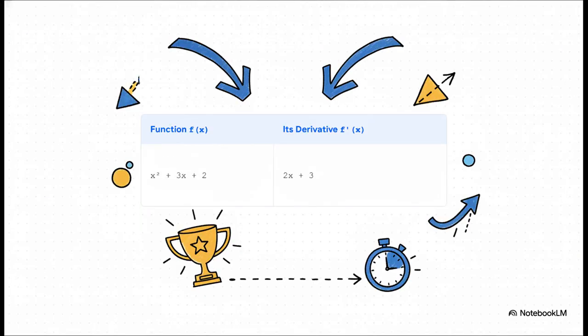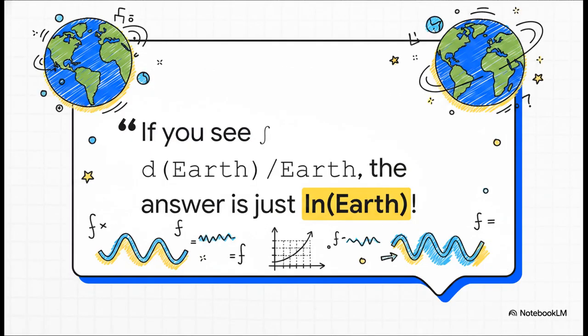Look closely. The function in the numerator, 2x plus 3, is the exact derivative of the function in the denominator, x squared plus 3x plus 2. When you see this pattern, a function on the bottom and its derivative sitting right there on top, you have hit the absolute jackpot. To make this totally unforgettable, I want you to think of it like this. If someone asks you to integrate the derivative of the Earth over the Earth itself, the answer is just the natural log of the Earth. The rule is that the integral of f prime of x over f of x is always ln modulus of f of x plus c. It really is that simple.